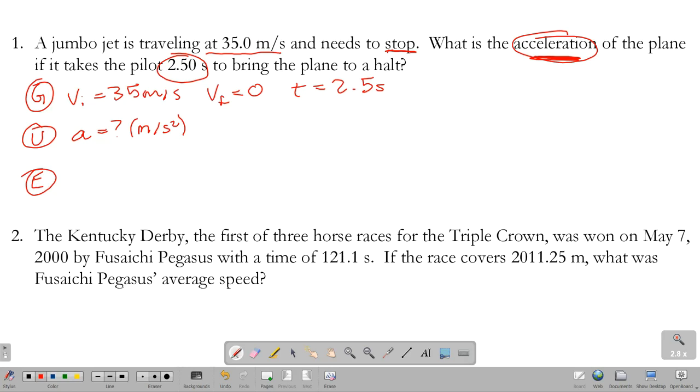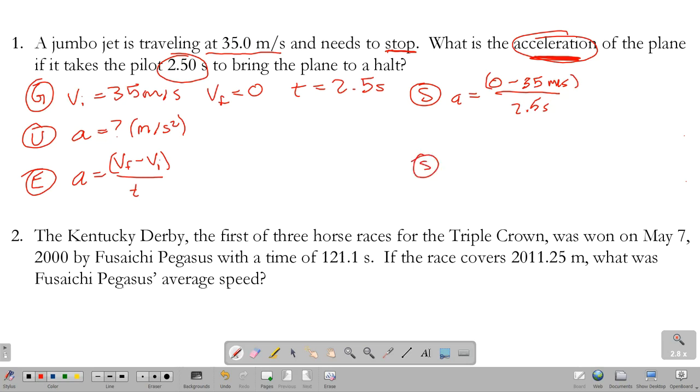Okay, so the equation that we want to use here, acceleration is equal to the change in velocity over the time that it takes. So now we can go ahead and substitute in our variables here. So acceleration is equal to our final velocity, which is 0, minus our initial velocity, which is 35 meters per second, over 2.5 seconds. Make sure that you pay close attention up here, because this is 0 minus 35.